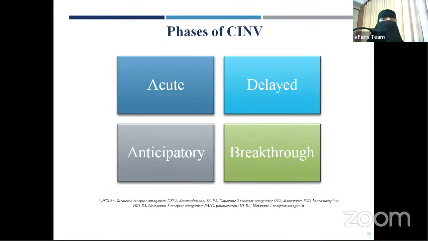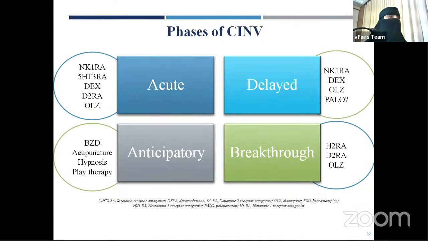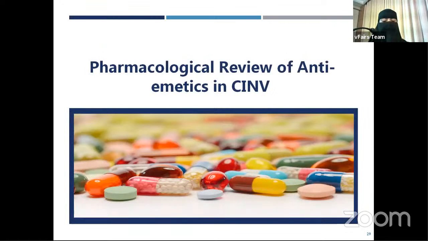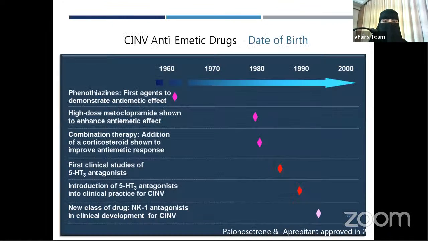So there are 4 phases that are important in chemotherapy-induced nausea and vomiting in pediatrics: acute, delayed, anticipatory, and breakthrough. Each phase has a specific drug that we should use to prevent the nausea and vomiting mainly. So to properly choose the anti-emetic for your patient, your choice should be based on the anti-emetic risk of the therapy and prior experience with anti-emetics, patient factors, and potential drug interaction, as I said with aprepitant. So let's move to the last part of my presentation, the pharmacological review of anti-emetics.